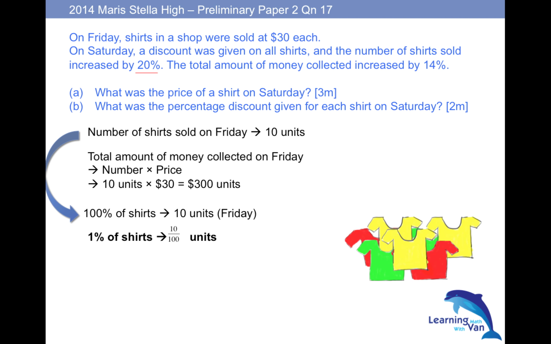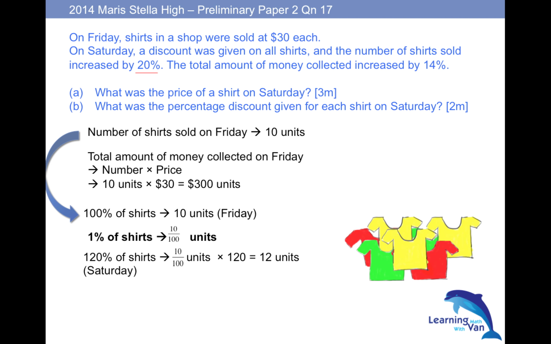Because a lot of times I see that students are not able to manage the numerator and denominator, they get confused. Numerator becomes denominator and vice versa. So always reduce to 1% if you are not sure, if not confident. So 1% will be 10 out of 100 units. So what is 120% of the shirts? That would be 10 divided by 100 units times 120, that gives you 12 units. So on Saturday, 12 units of shirts were sold, right?